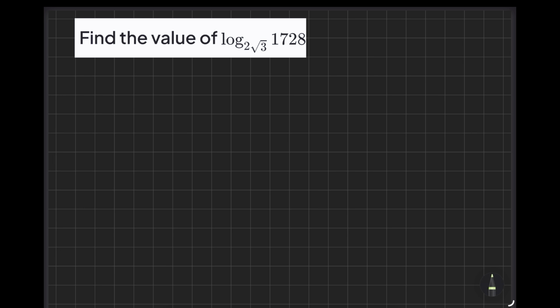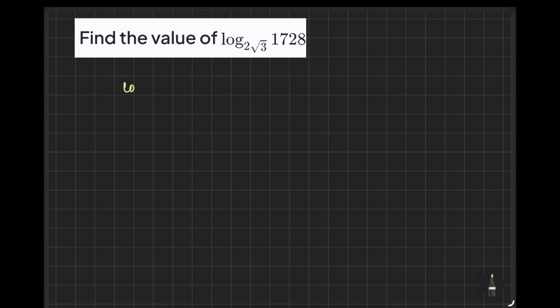So, we are back with a wholesome new session in which we will try to find out the value of log 1728 to the base 2 root 3. So, we have to calculate the value of this log. So, we will stick with the basics.